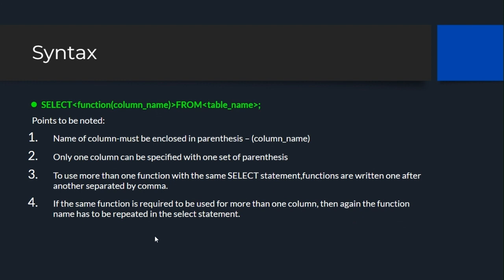So, the syntax for writing SQL queries: select, then we have to write the function from the table name. Points to be noted: name of the column must be enclosed in parentheses, and only one column can be specified with one set of parentheses. To use more than one function with the same select statement, functions are written one after another separated by comma. If the function is required to be used for more than one column, then again the function name has to be repeated in the select statement.